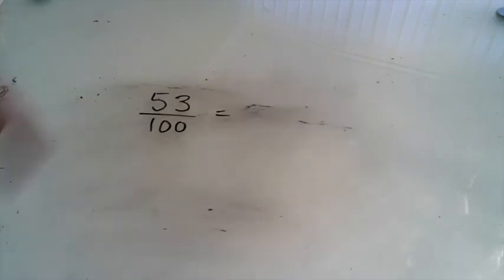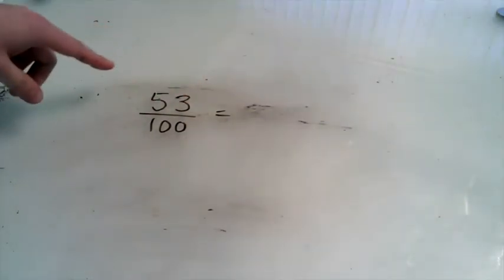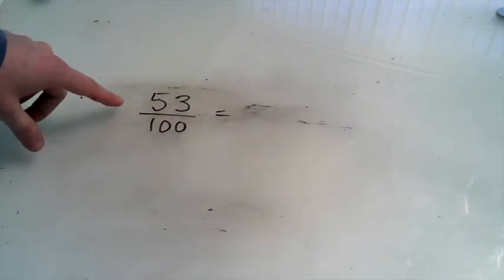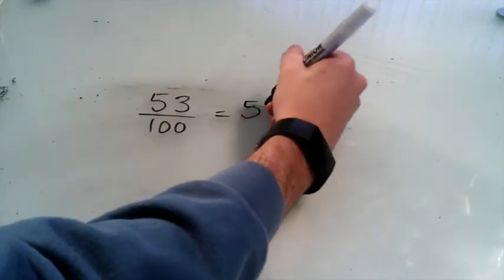Similarly, if we have a look at this one, we've got 53 over 100. So our work's already been done for us, because remember, percent means part of 100. So if we go back to the Smarties, 53 of the Smarties are yellow, and there's 100 Smarties altogether. So the percentage of yellow Smarties in that bag of 100 is 53%.